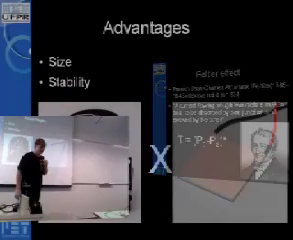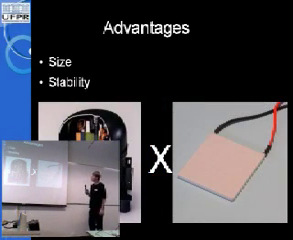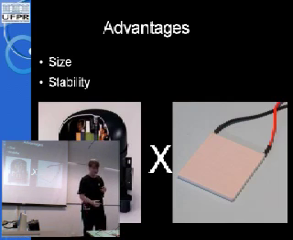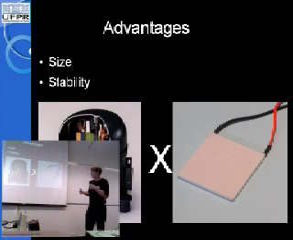So let's talk about the advantages of this type of cooler. The first is size. If you are going to cool something little, it's perfect. You will not put this compressor right here, which weighs 5 kilograms. It's very large and has a great mass.